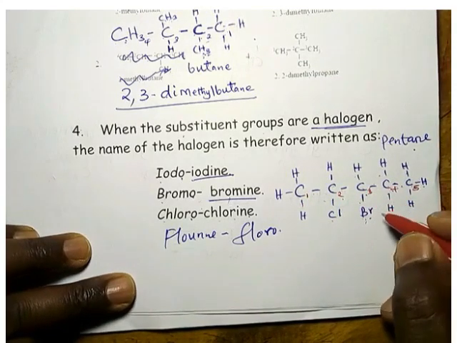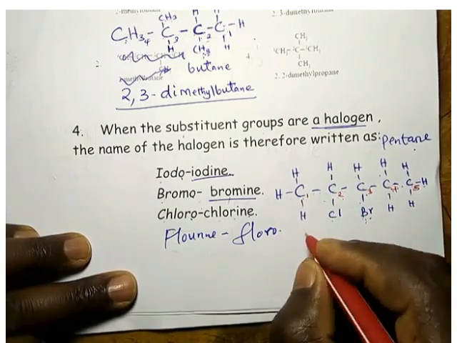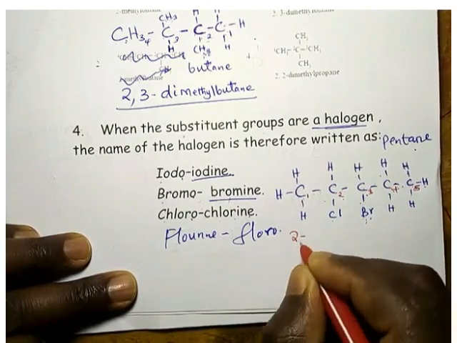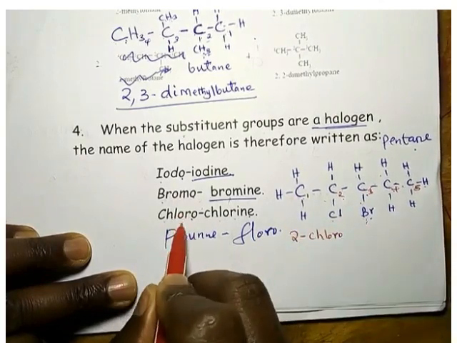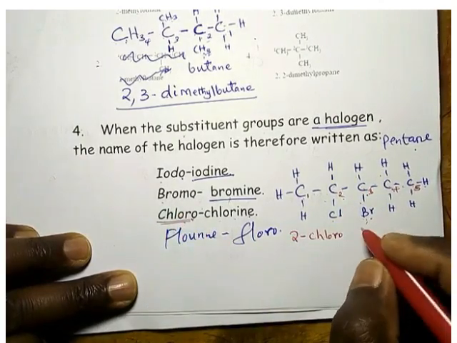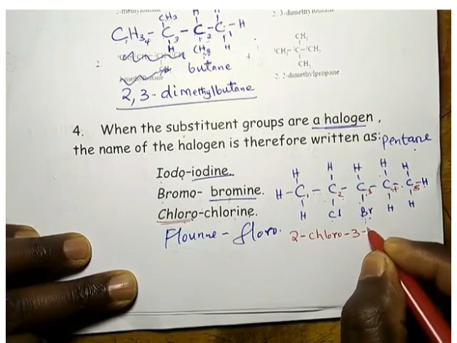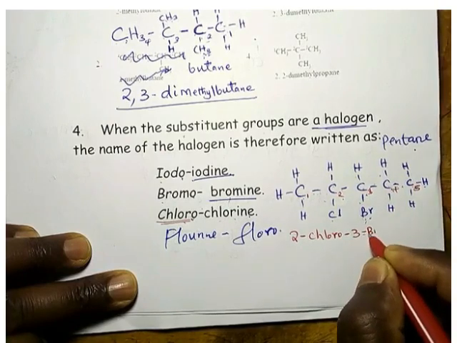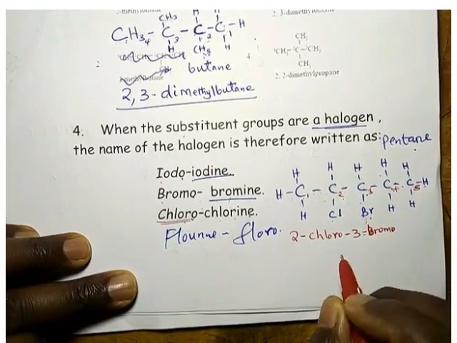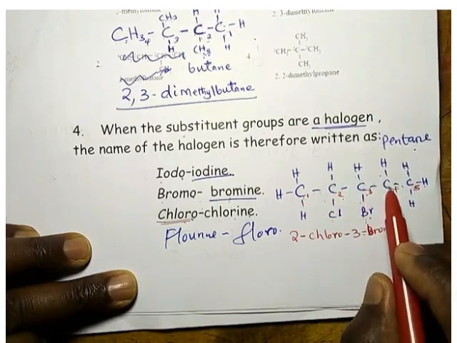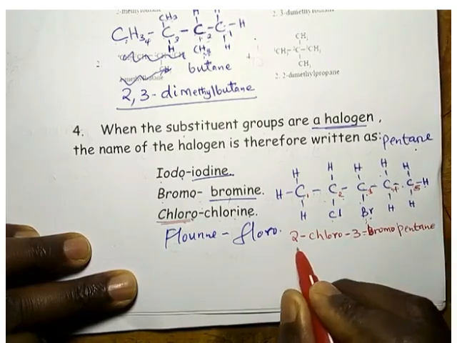Therefore, we now write them as 2, dash, chloro. Because it is chlorine, we use chloro. And then carbon number 3, you put a dash, and then 3, dash, bromo. And then the parent name, pentane. And that is the name.